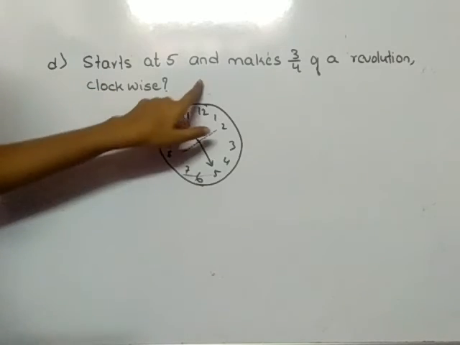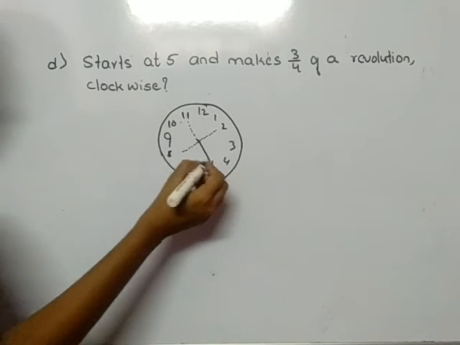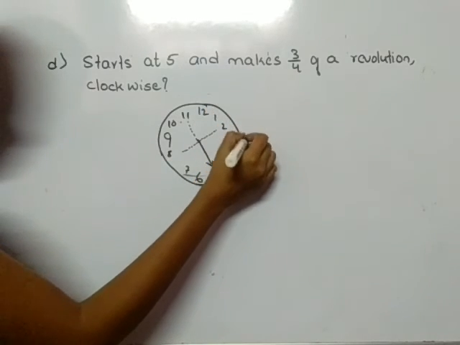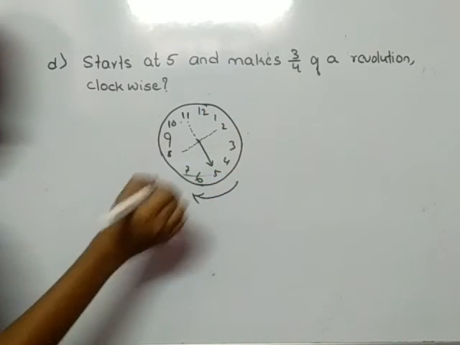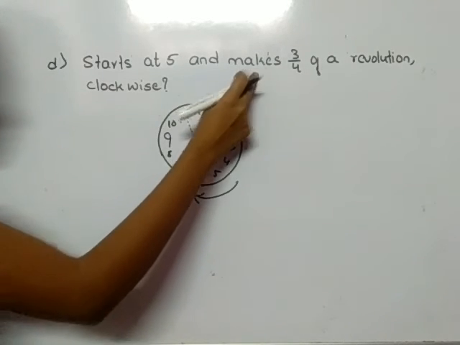Starts at 5 and makes 3/4 of a revolution clockwise. It is rotating in a clockwise direction, like this. Okay, now it has started from the 5 and it makes 3/4.